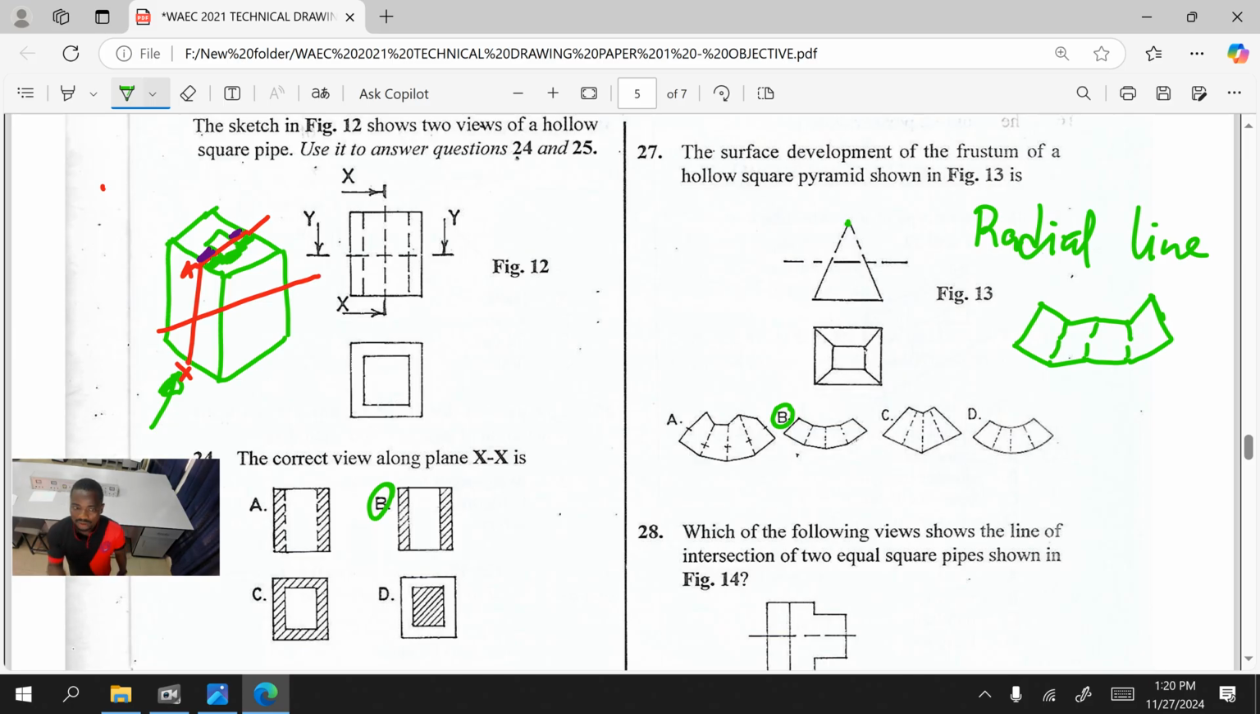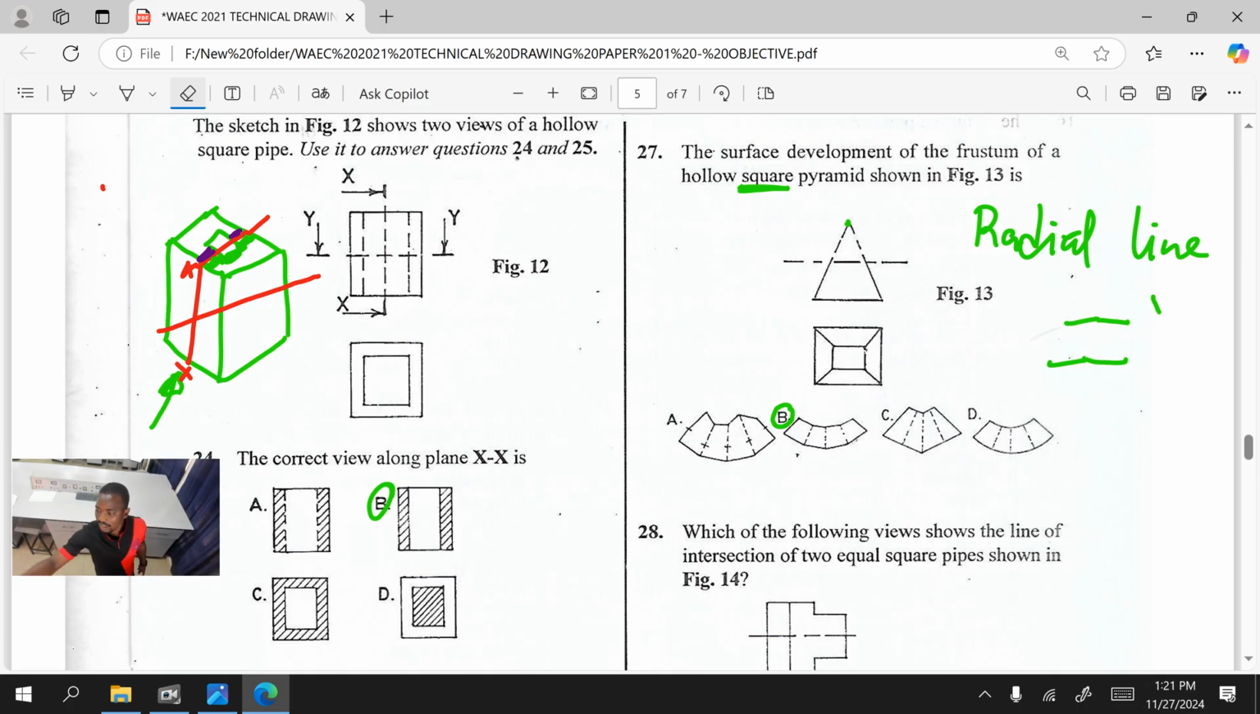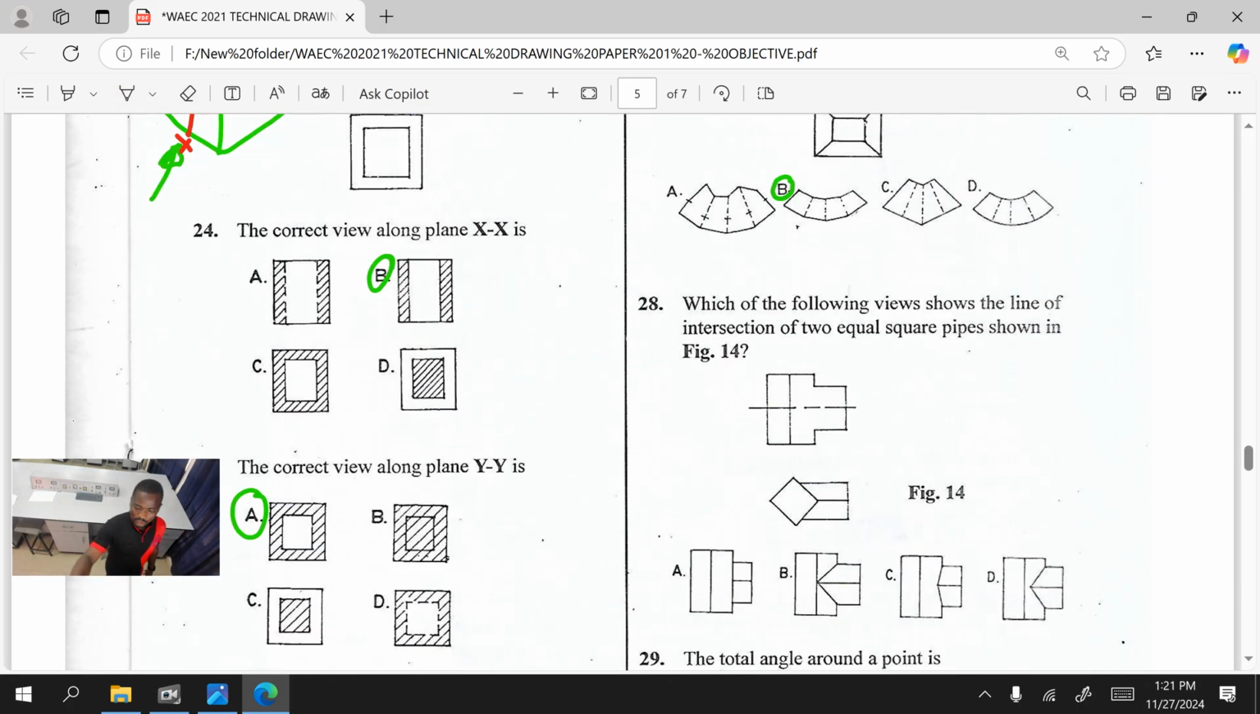If it is a cone, not a square pyramid, if it is a cone, it will be D. But it's not a cone, so it's going to be what? It's going to be B. You have to look at it very, very well. That's taken now. Good. So you understand why it is option B.